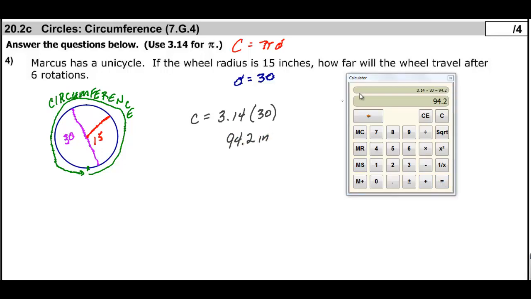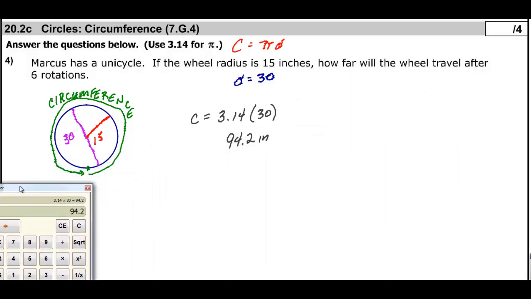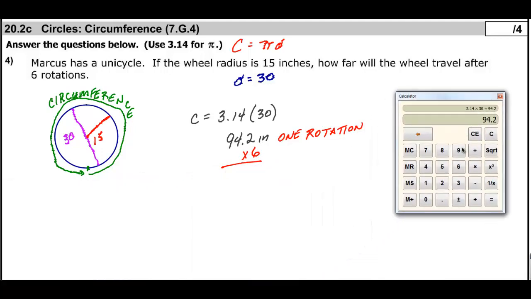94.2 inches, not squared inches. Squared inches are only used when we're doing area. If we're doing circumference, that's a linear measure. That 94.2 represents one rotation of the tire. We need to know what happens in 6 rotations. All right, put the 6 over there where I should have stuck it. We need to know what happens when you have that tire rotate 6 times.